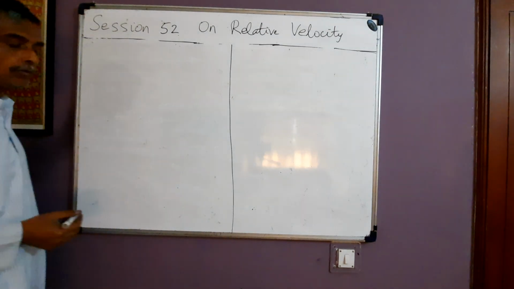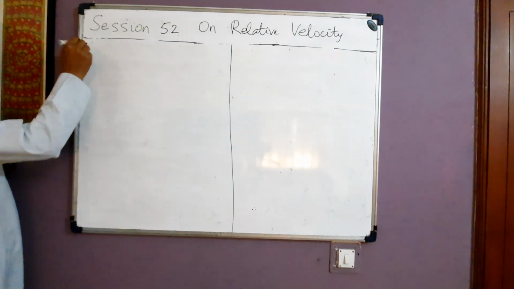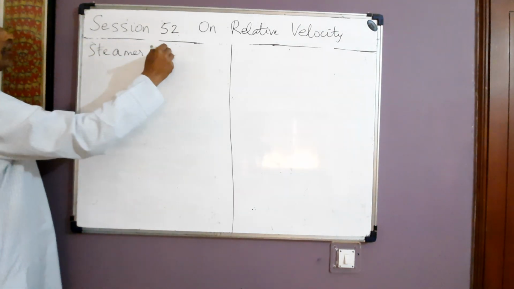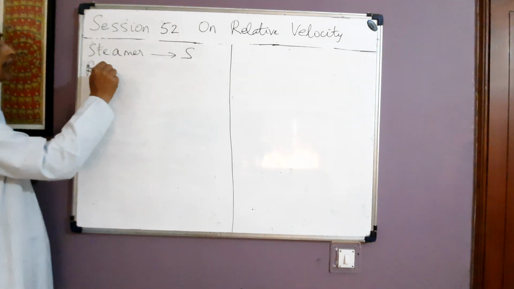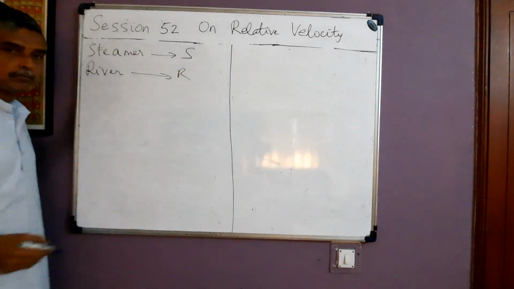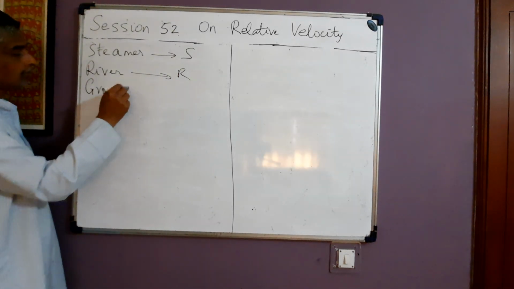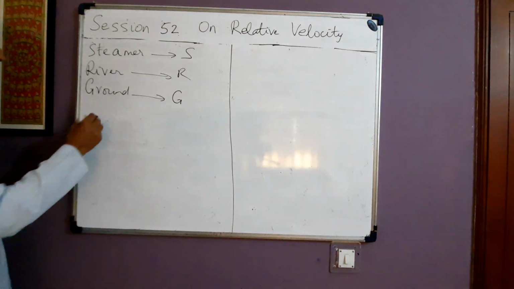So what we do, first of all, is identify the object and frames under consideration. Instead of object, we have the steamer denoted by S, say. Instead of the M frame, we have the river frame denoted by R, say. Instead of the F frame, we have the ground frame denoted by G, say. Now I draw the top view of the situation.